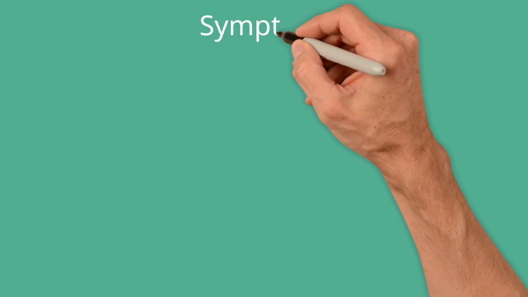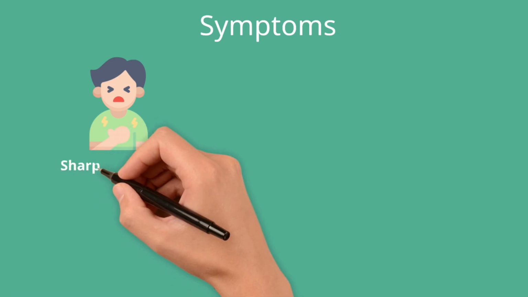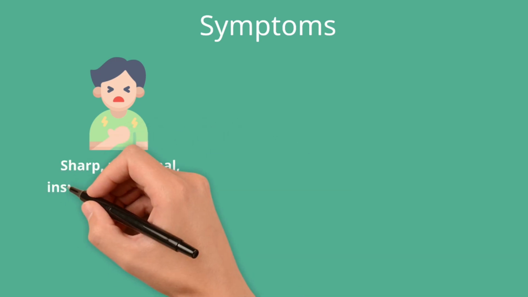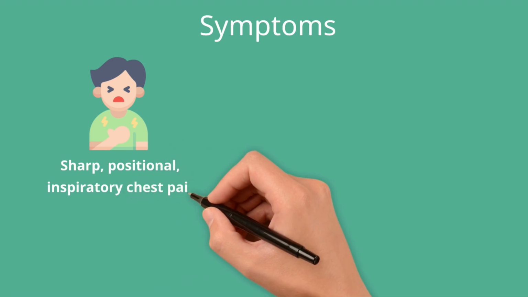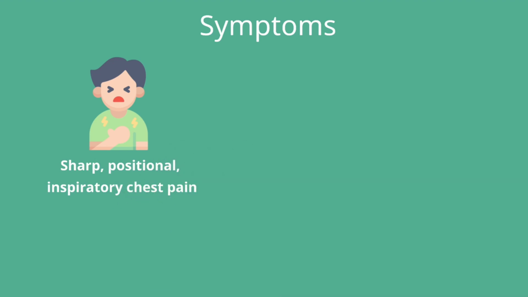What are the symptoms of pericarditis? The main feature is pericarditic chest pain. This is usually sharp, central or left-sided pain that is classically worse on deep inspiration or lying flat, and better when sitting forward. This occurs because lying flat or deep inspiration brings the anterior chest wall more into contact with the pericardium, which can worsen the pain.